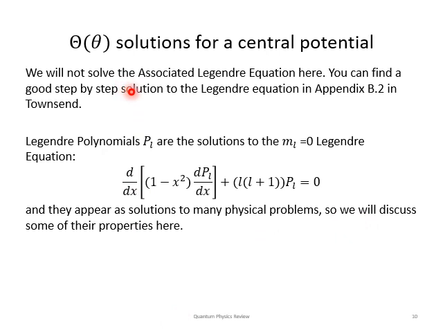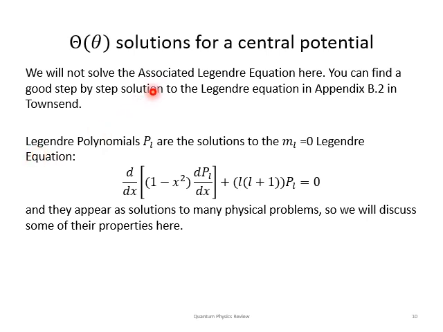We're not going to solve that problem. It's a hard one. You can find a good step-by-step solution to the Legendre equation in Appendix B2 in Townsend, and more steps in the textbook by Eisberg and Resnick in their Appendix N, I believe it is. So Eisberg and Resnick, Appendix N. But the Townsend is not too bad. It's pretty good.